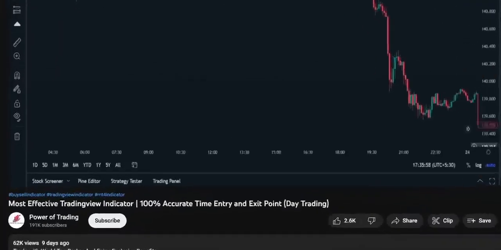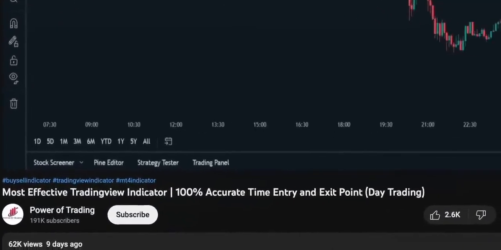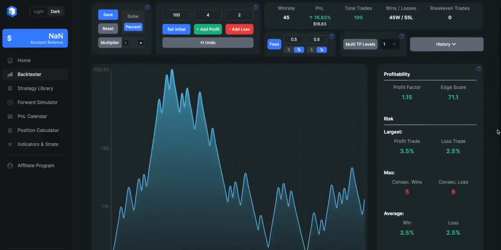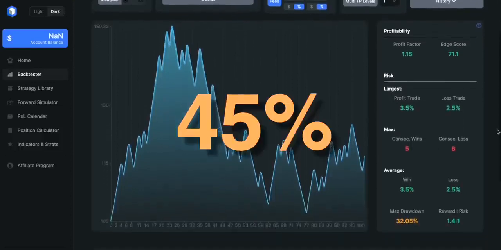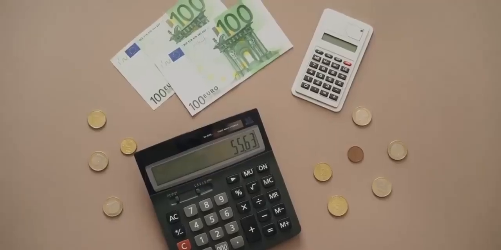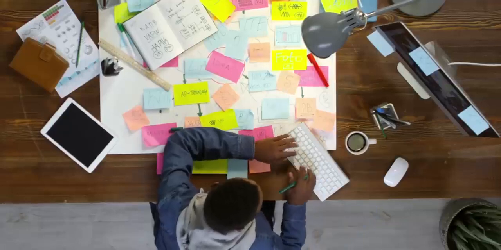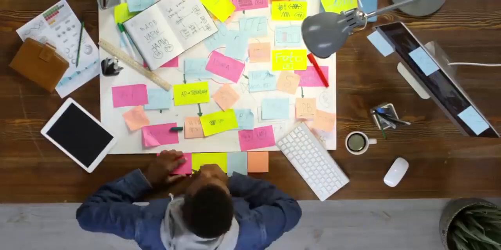I recently tested this most accurate TradingView indicator shared by Power of Trading and it got pretty lame numbers. The win ratio was only 45% and the strategy was barely making any money. So I spent hours and hours backtesting different alternatives and eventually found something really good.